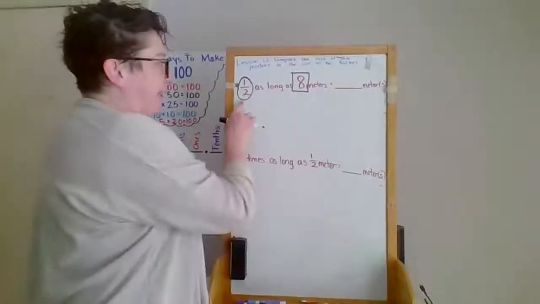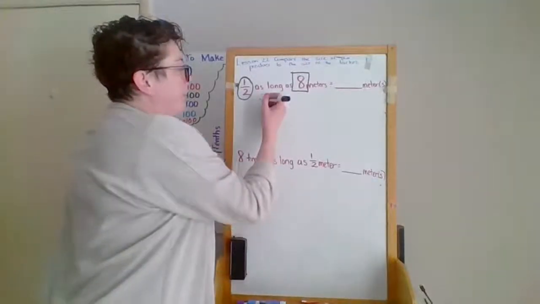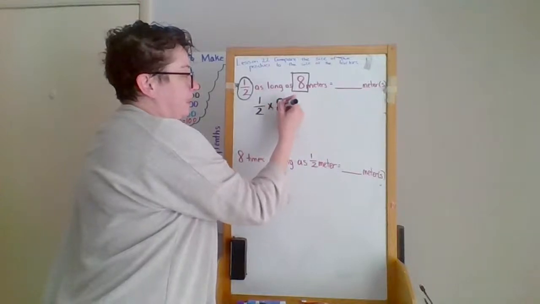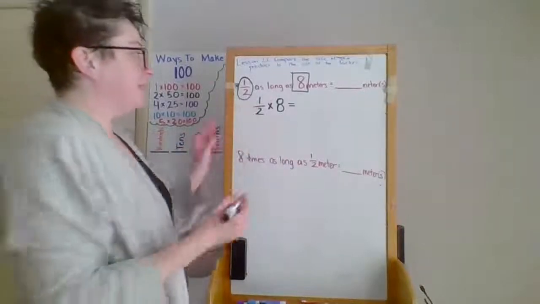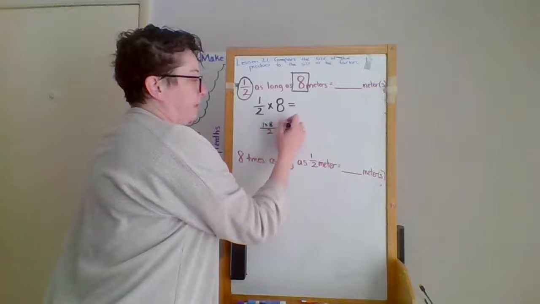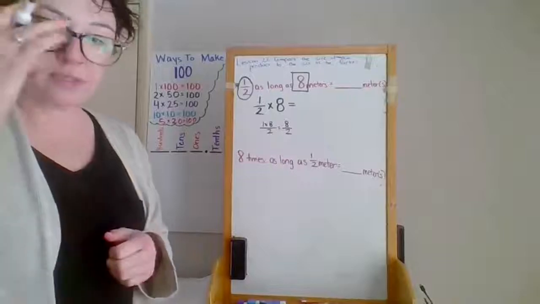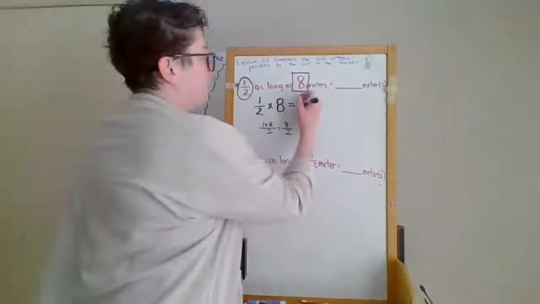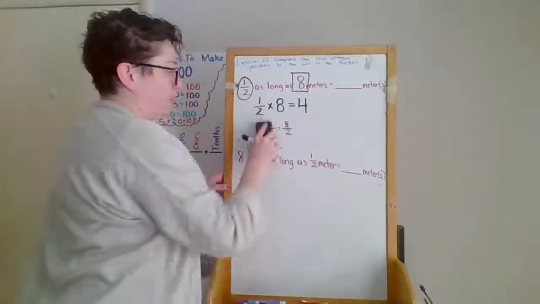So if I want to find a half of something, remember that of means multiply. So we would rewrite this as 1/2 times 8. What would we get there? Well, 1 times 8 over 2 would be 8 over 2. And how many times does 2 go into 8? 8 divided by 2 is 4. So this is our multiplication expression.